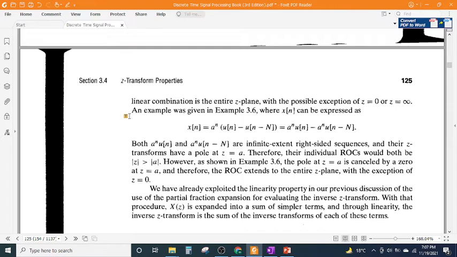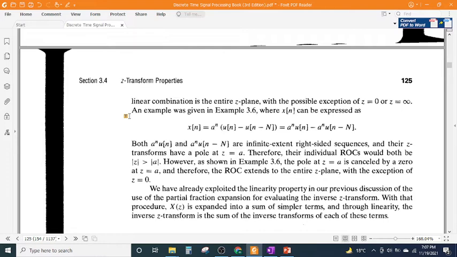We have already exploited the linearity property in our previous discussion of the use of the partial fraction expansion for evaluating the inverse Z-transform. With that procedure, X(z) is expanded into a sum of simpler terms, and through linearity, the inverse Z-transform is the sum of the inverse transforms of each of these terms.